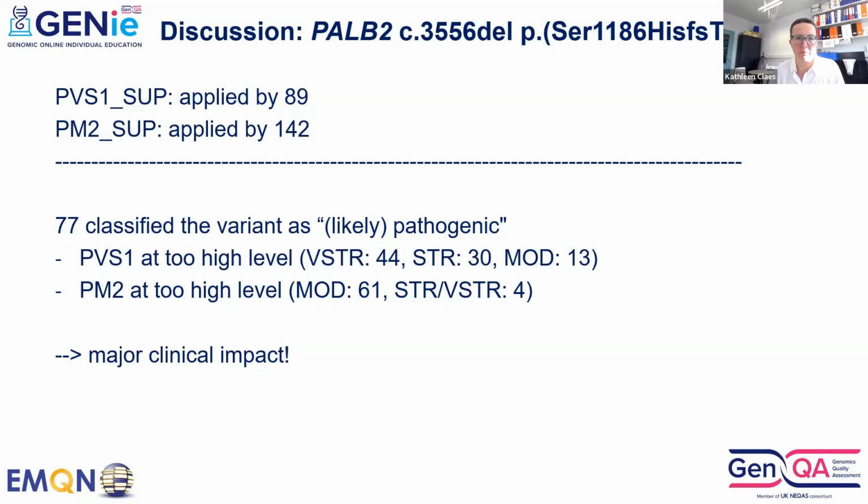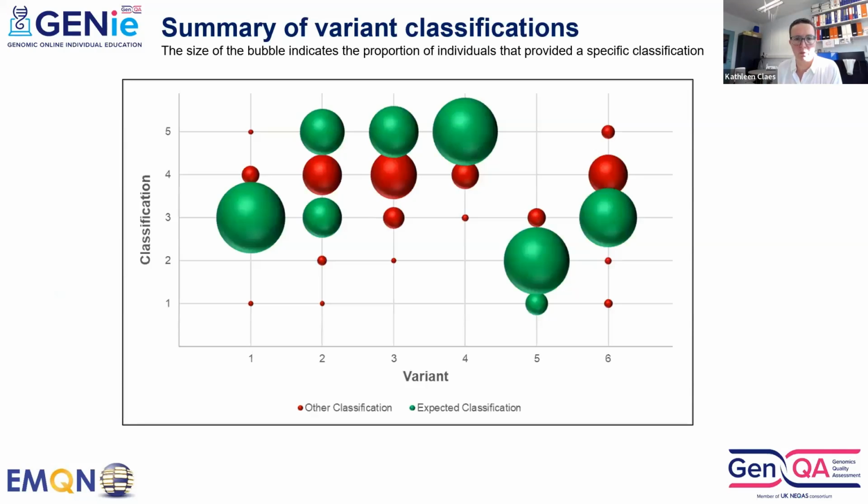There are gene-specific guidelines for PALB2 published, indicating that especially for truncating variants at the very end of the gene, there should be careful consideration to not misclassify these variants, because of course this can have a major clinical impact. And I think with this we are at the end of what I can tell for the PALB2 variant.